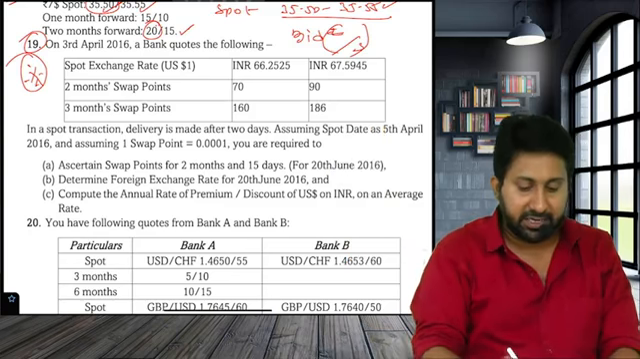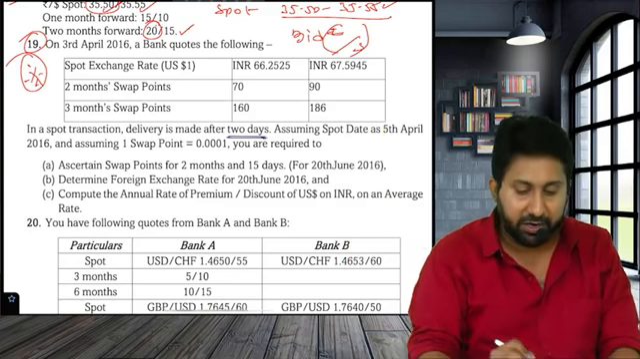In a spot transaction, delivery is made after how many days? 2 days. Assuming the spot date as 5th April and one swap point is 0.0001. These are called price interest points or pips. Interest is always in percentage, right? Points in percentage also they will call. You are required to ascertain swap points for 2 months and 15 days.